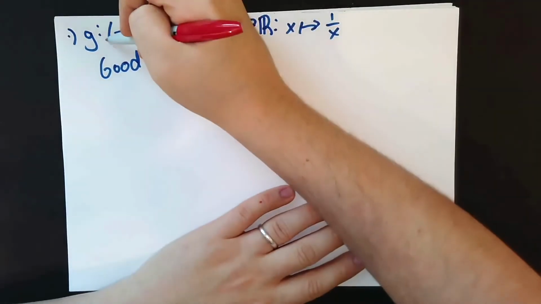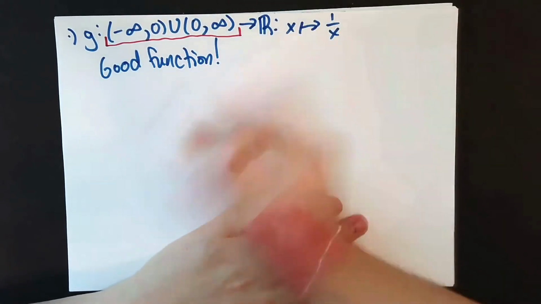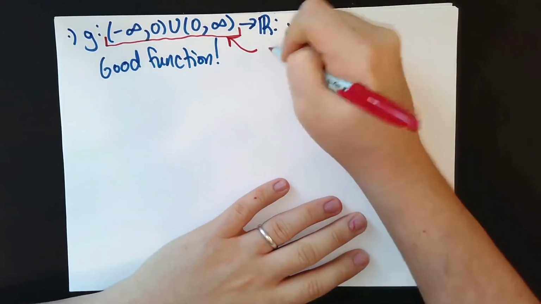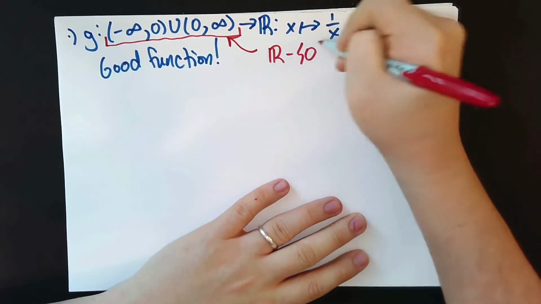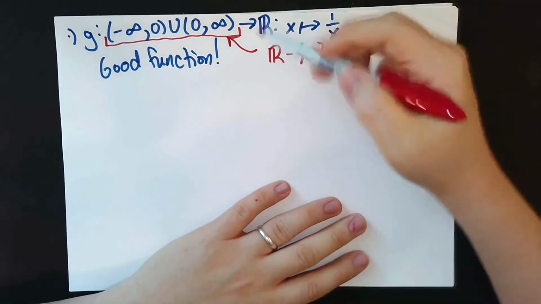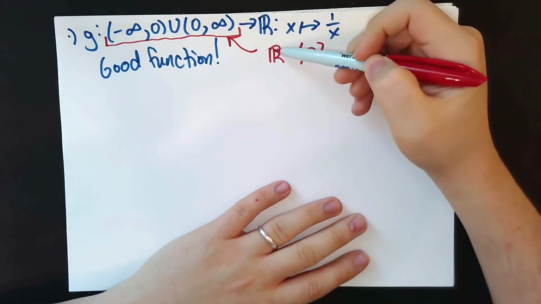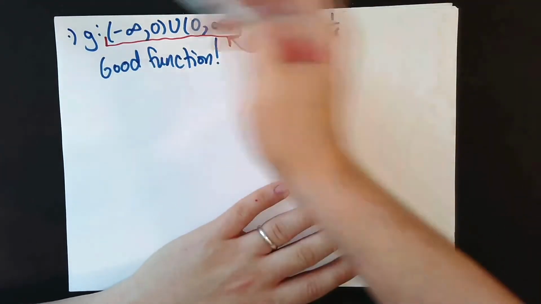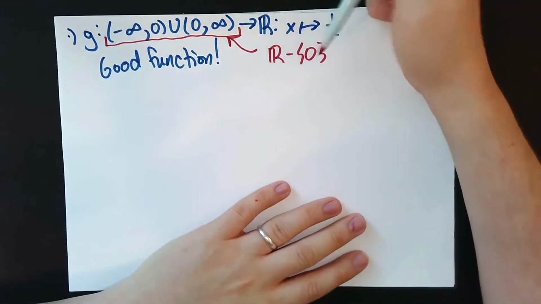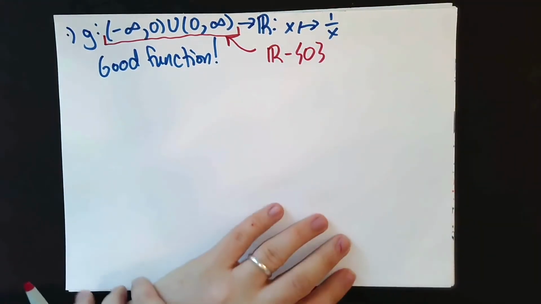Just to note, stylistically, this is a perfectly acceptable way to write this set, but you might prefer to write this set as this, since that takes up a little bit less space. Namely, you're saying here, every real number except 0, that's the same thing this is communicating. So whichever of these you prefer is perfectly fine.